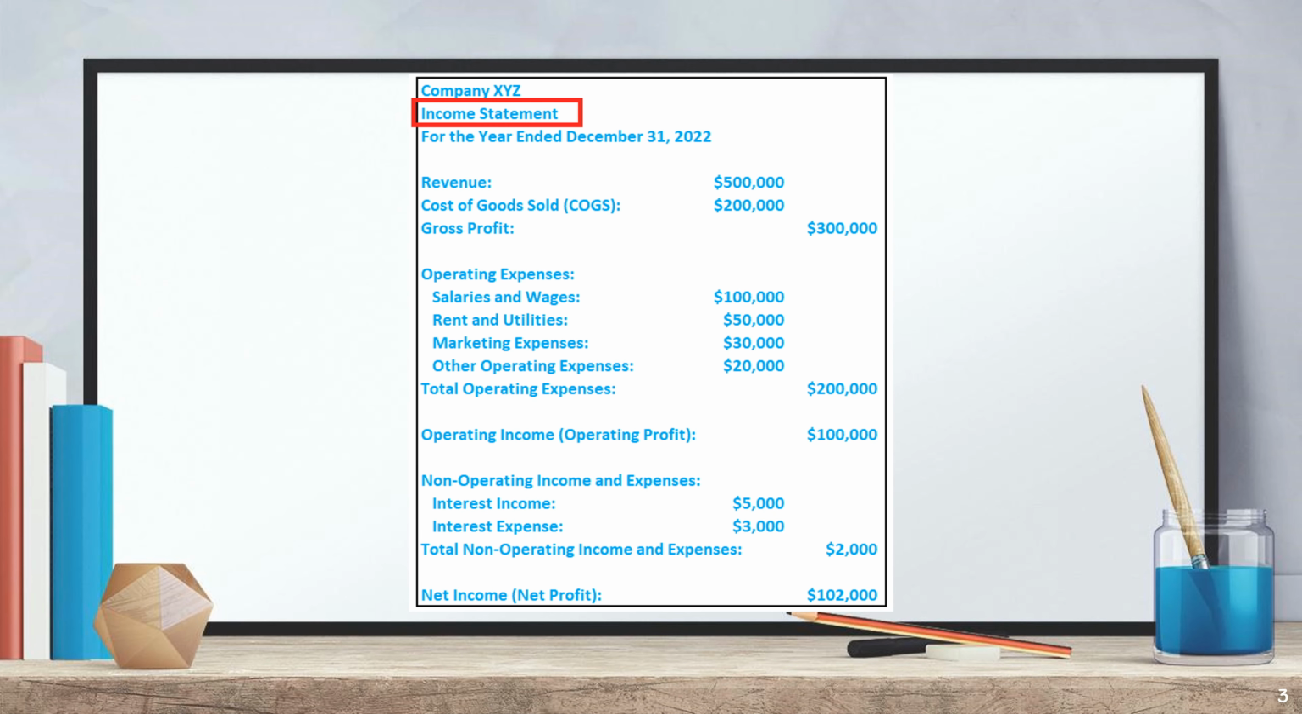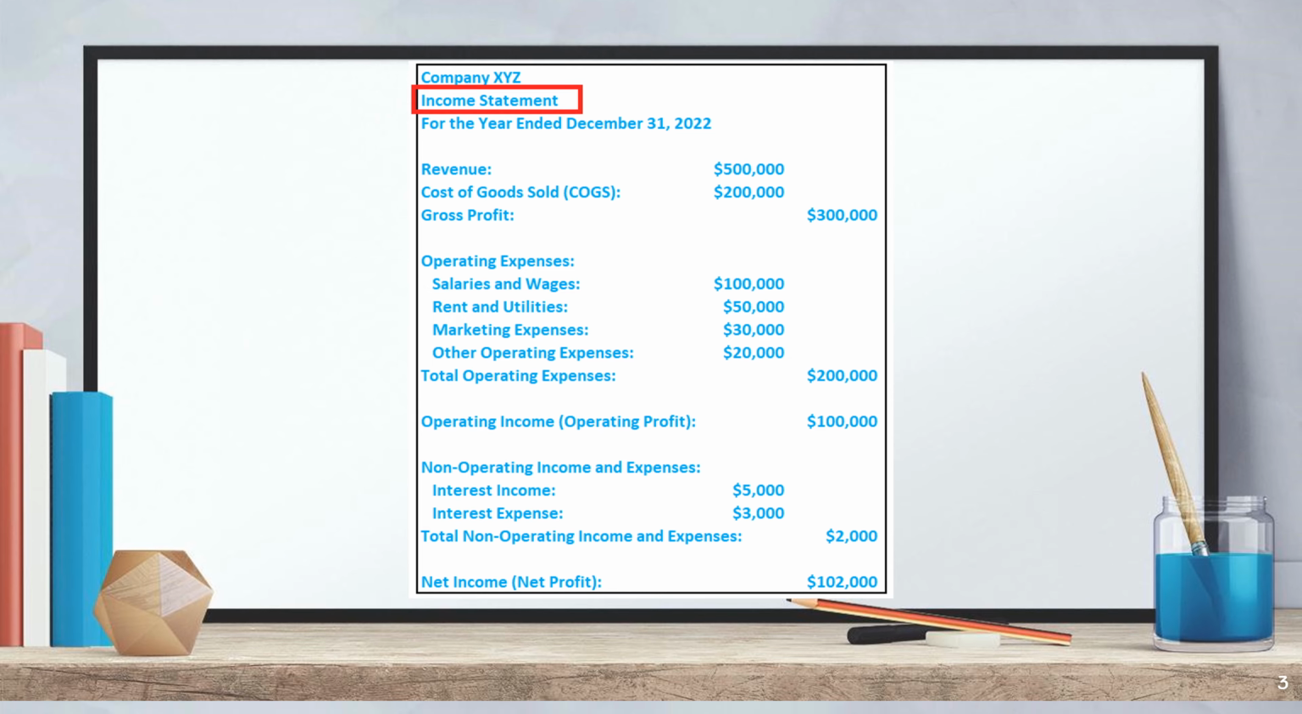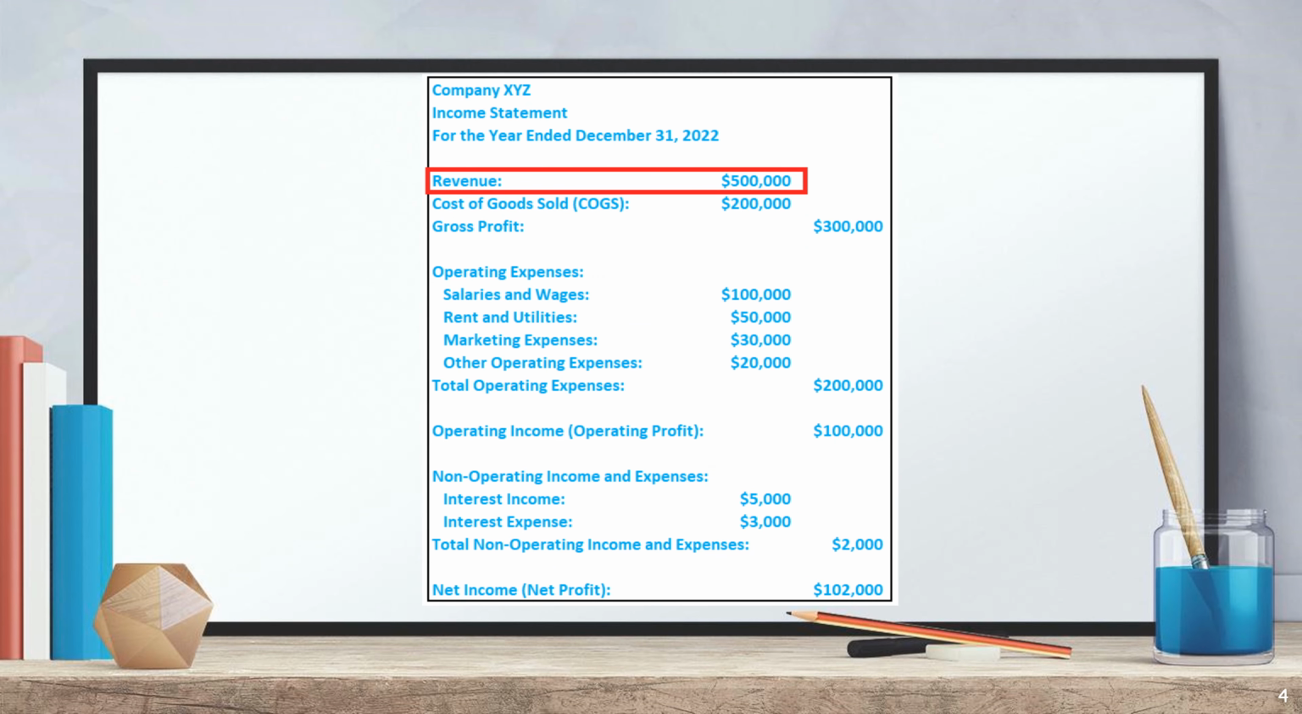The first thing you'll notice is the title at the top, usually saying Income Statement or Statement of Operations. It helps you identify the document easily. Now let's focus on the main sections of the income statement. The first section is called Revenue or Sales. This part shows the money the company made by selling its products or services. It's like the company's paycheck.